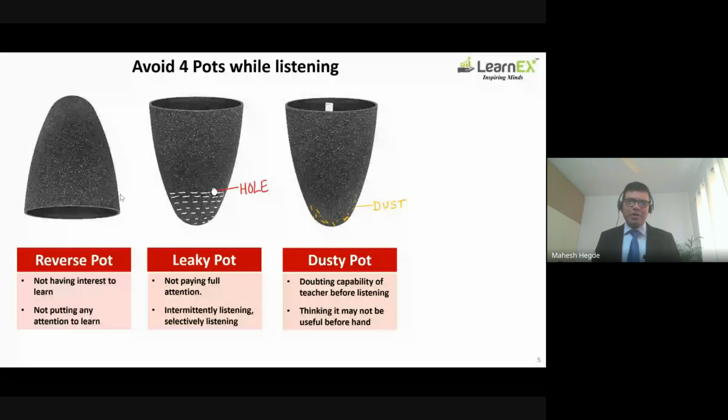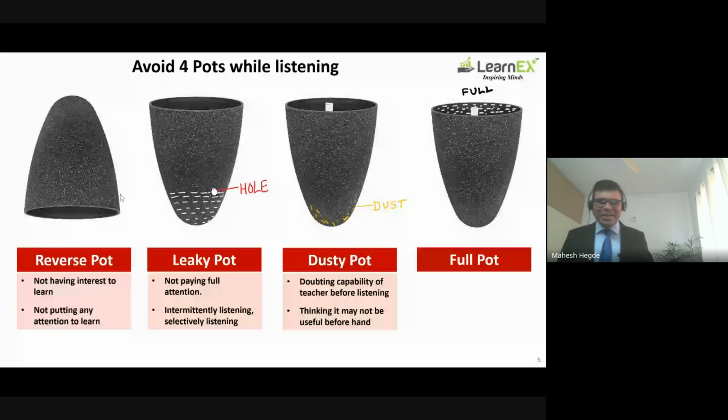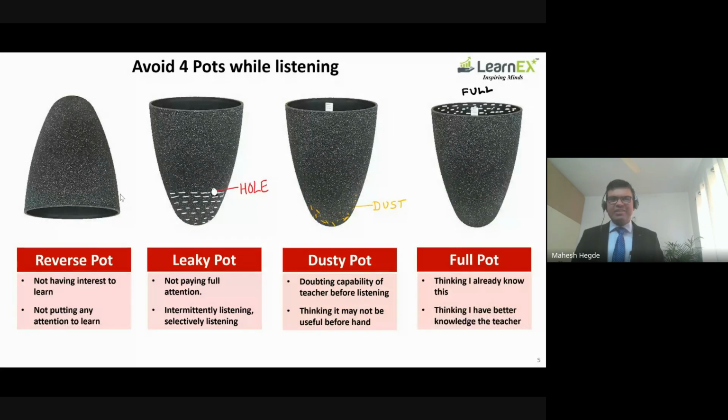And the last one is the full pot. That means I already know everything. I don't have to learn. If the pot is full, you put whatever in the pot, it will not go inside, it will overflow. So it's very important to avoid these four pots. Then we listen in any conference or seminar or classroom, and become a good learner. Because it is important for each one of us to become a good learner.